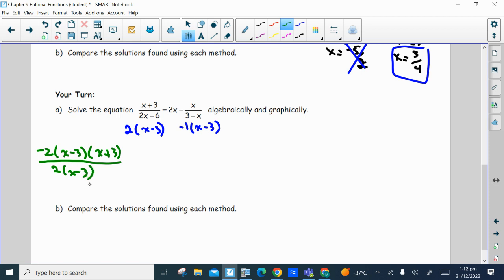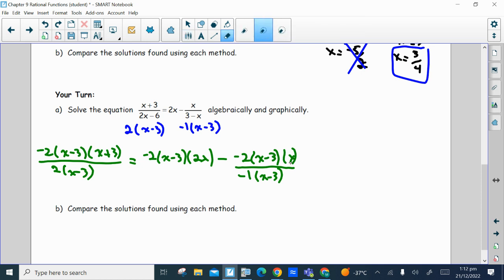So this is showing that I'm multiplying the left side by negative 2 bracket x minus 3. I have to multiply the 2x by negative 2 bracket x minus 3 minus, and then negative 2 bracket x minus 3 times x over negative 1 bracket x minus 3. So this is showing that I'm multiplying all of the terms by the common denominator of negative 2 bracket. Yes?